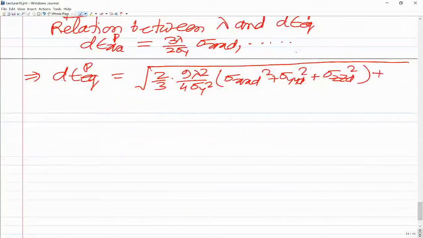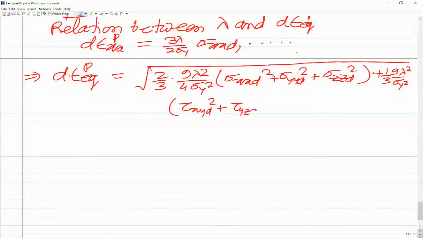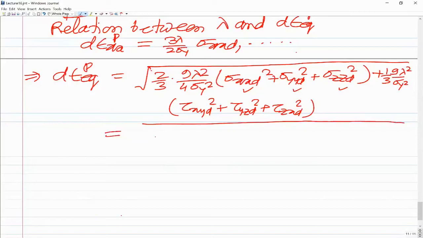So this is what you will get, and inside the square root sign itself you will have plus, and then 1 upon 3, and here we have 9 lambda square upon sigma y square, and then inside the bracket you are going to have tau xyd square plus tau yzd square plus tau zxd square. Now if you simplify this, you have to put the values of sigma xxd, sigma yyd, sigma zzd, and of course tau xyd is tau xy, tau yzd is tau yz, and tau zxd is tau zx. So if you put all the values and simplify, you must do that. At least when you are learning it for the first time, you must cross check that.